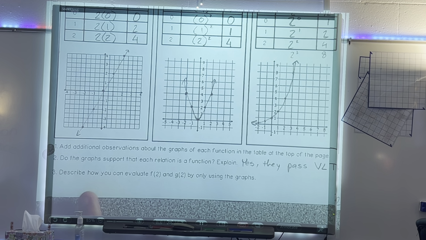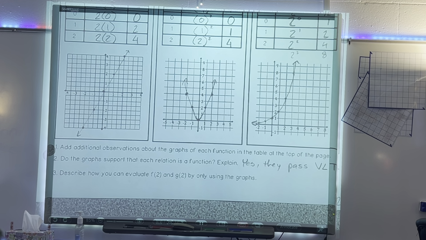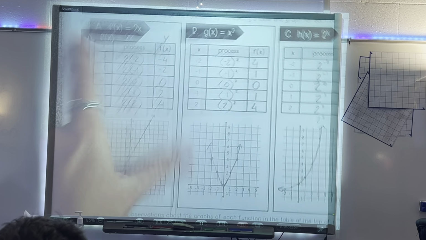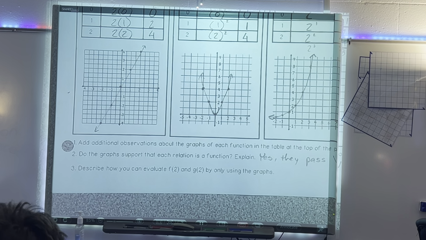Alright, so this kind of goes back to yesterday. It says, describe how you can evaluate f of 2 and g of 2 by only looking at the graph, because we had to do that yesterday. So f of 2 goes to this one, because that's the f function. G of 2 goes to this one right here. Now, of course, we already know what they are, but when it says evaluate f of 2 using only the graph, what are they actually asking me to do there? What are they asking me to do if they said, what is f of 2?